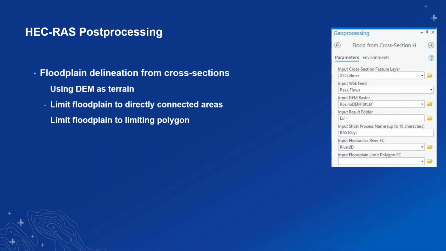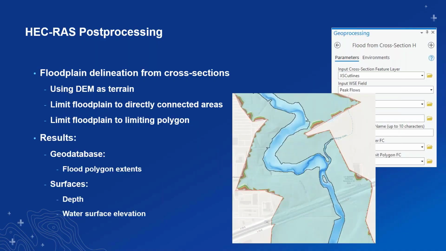The next step is to run the flood from cross-section tool to create floodplain artifacts. This includes floodplain polygon, depth, and water surface elevation rasters. These are the same outputs that were generated in GeoRAS. So if you have workflows that worked on results from GeoRAS in ArcMap, they will directly work on the results generated in Pro.